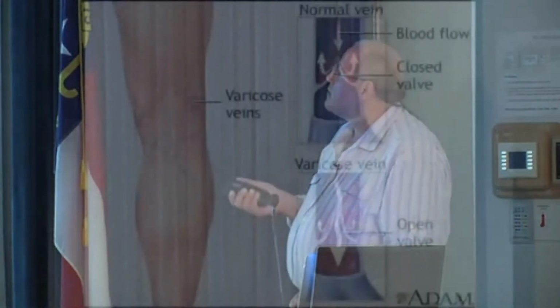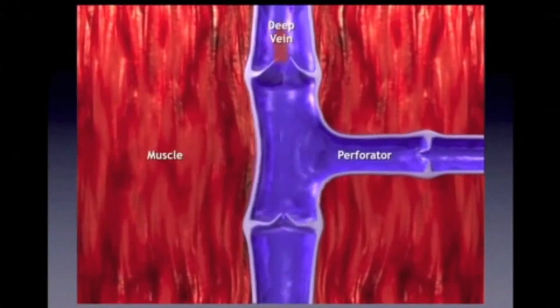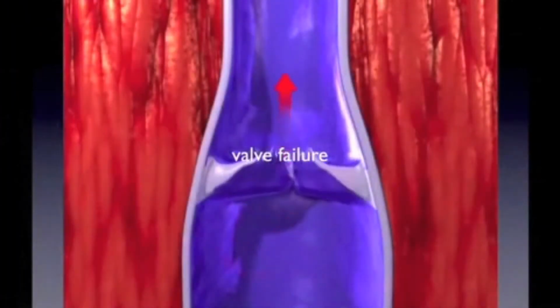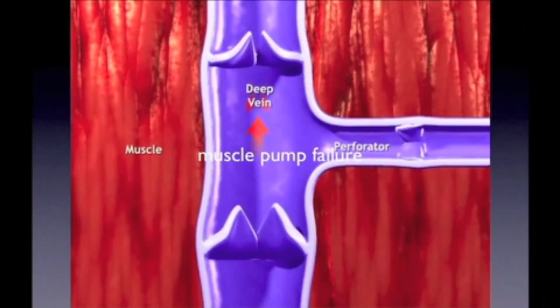This again is a nice slide here with a closed valve, and this is an open valve. This is a video. These are the calf muscles. It runs very quickly. So this is a valve failure. And you can see the muscle that goes up. When it relaxes, the blood is supposed to stay put, but it comes back downwards.